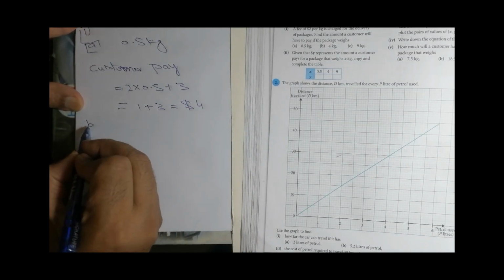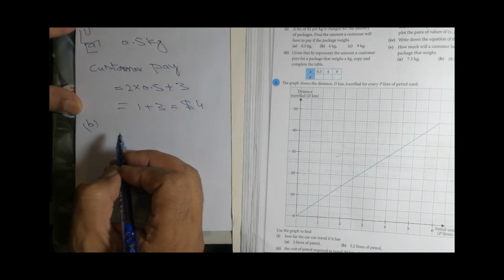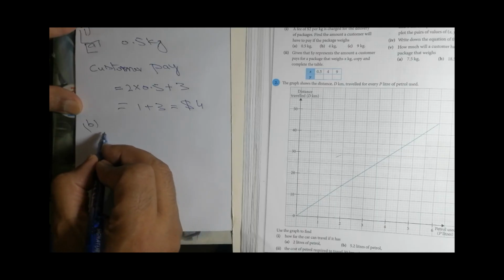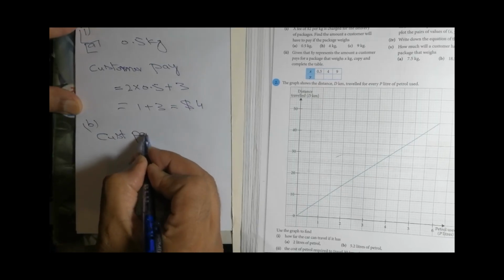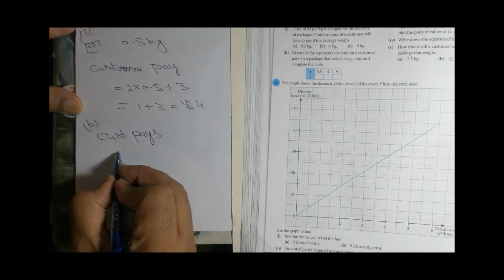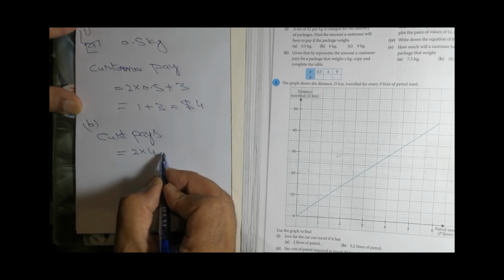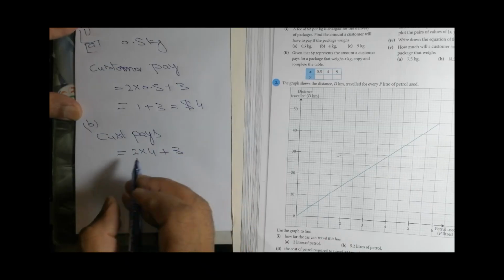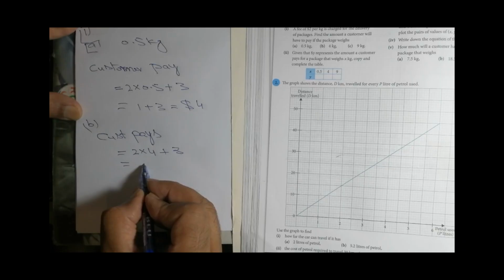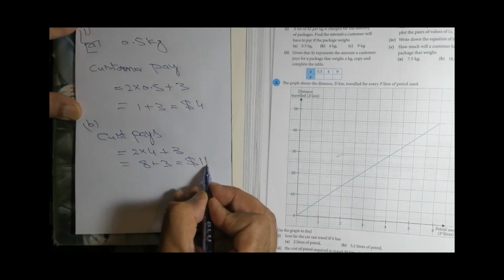So the customer will pay $4. And part B of this question, if the package weight is 4 kg, then the customer pays 2 into 4 kg plus 3, the constant fee for everyone. So 2 4s are 8 plus 3, that is equal to $11.